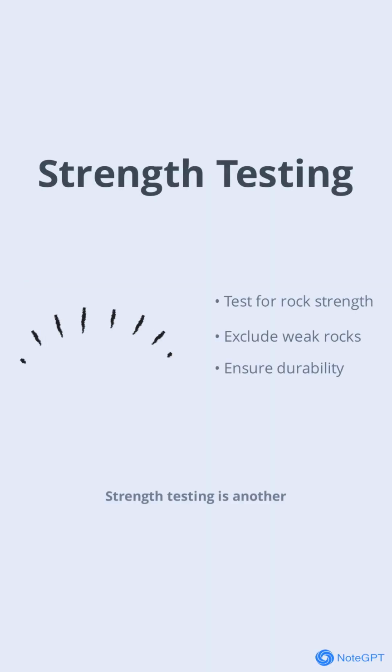Strength testing is another critical aspect of material management. By conducting tests such as uniaxial compression or point load tests, engineers can verify that the rocks have the necessary strength to support the structure. Weak or brittle rocks should be excluded from the fill to prevent future failures. Regular strength testing is a proactive way to ensure the long-term safety and durability of the construction.